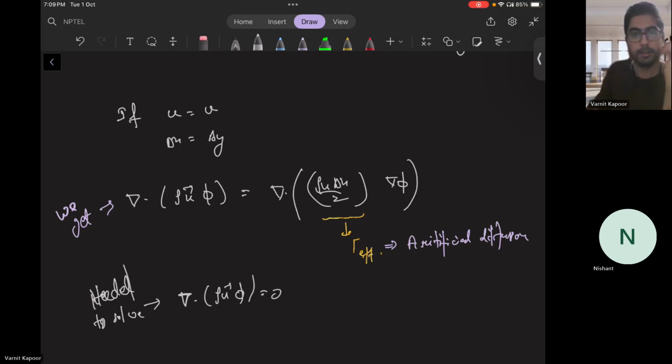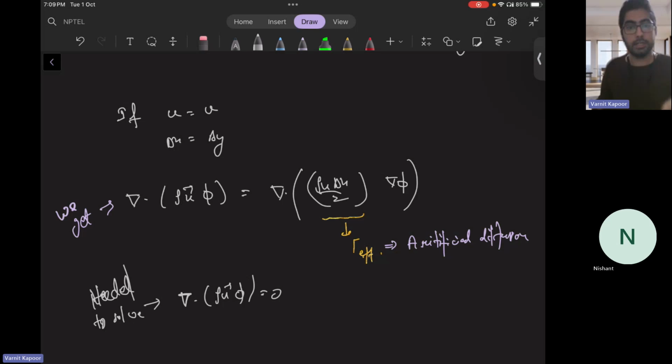All right, so this is proportional to delta x. If you want to reduce this artificial diffusion, you need to have a very fine grid. Delta x should be very small, so that gamma effective will come out to be 0. Okay? That is your extra diffusion term.